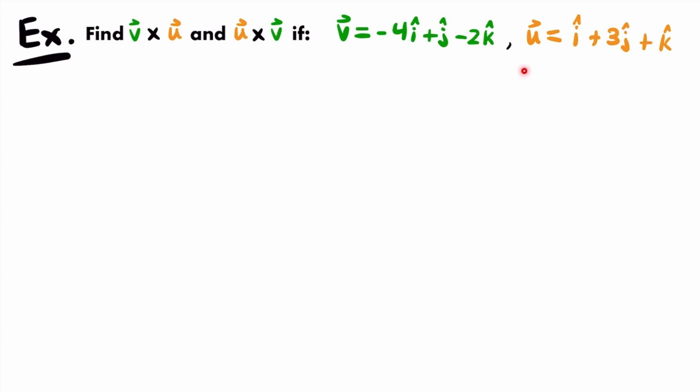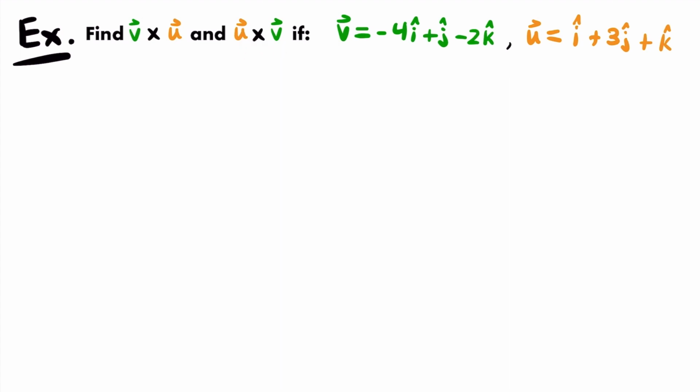All right, so here's our example problem. We want to find vector v cross vector u and vector u cross vector v if vector v is equal to -4i + j - 2k and vector u is equal to i + 3j + k. So we want to calculate two cross products here, one of v cross u and then the reverse of that, u cross v.